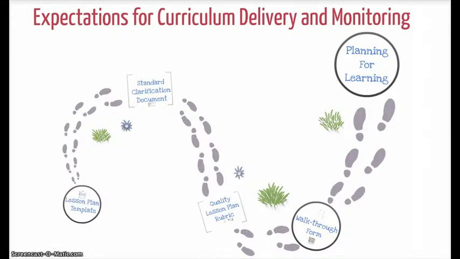When the expectations for curriculum delivery and monitoring are clearly communicated and supported by the system, the alignment between curriculum and instruction will tighten and instruction will improve system-wide. Following is an example of how a district begins to define the instructional expectations based upon curriculum delivery.